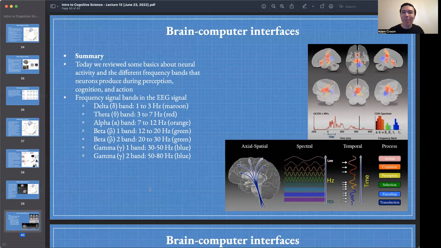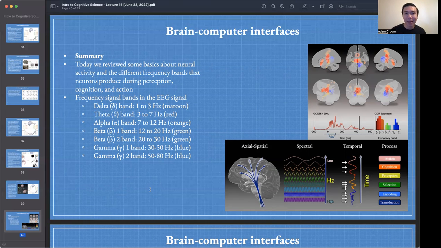All right, so we covered quite a bit today. What did we cover today? Well, today we reviewed some basics about neural activity and the different frequency bands that neurons produce during perception, cognition, and action. Frequency bands in the EEG signal included the following.